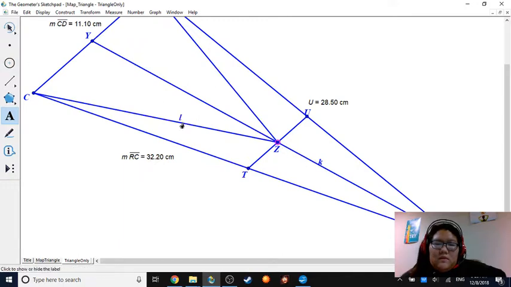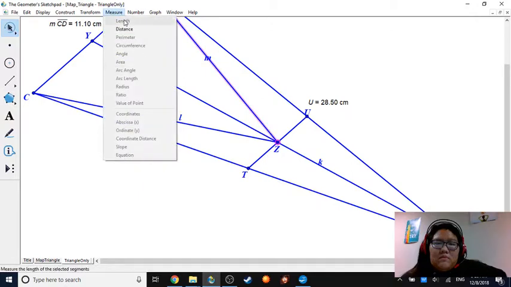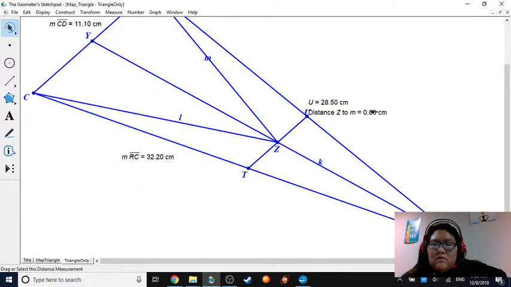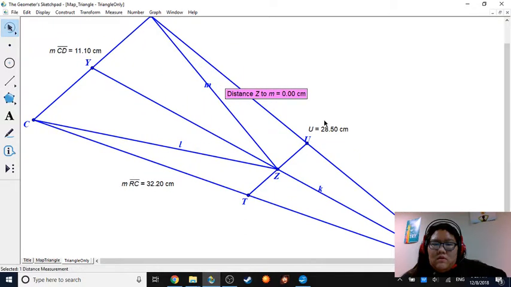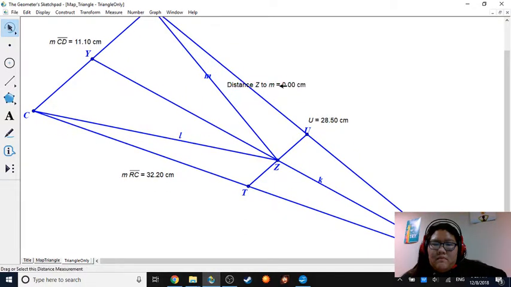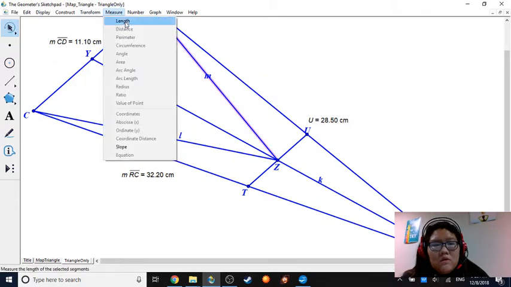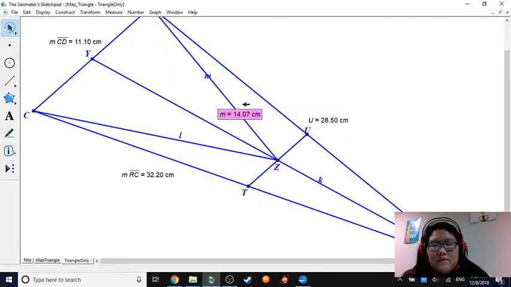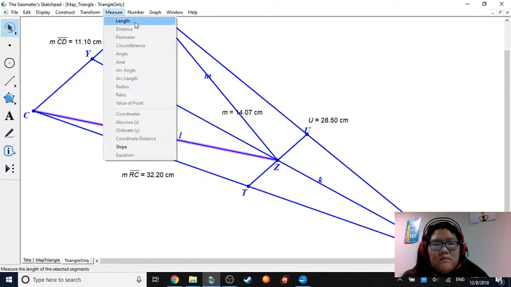Now let's label these. Let's just call this one Highway M, Highway K, and Highway L. Now what we're going to do is measure distance. So distance Z to M is 14 centimeters. All right, next one.